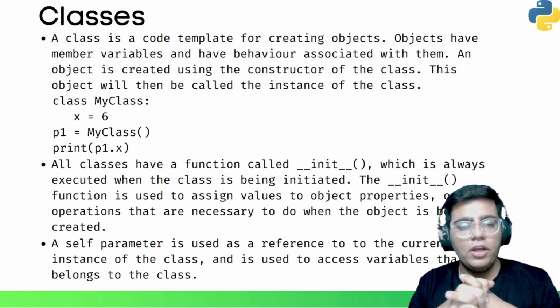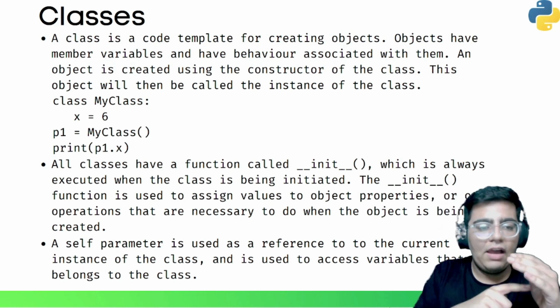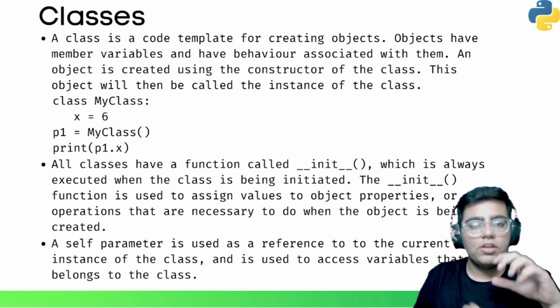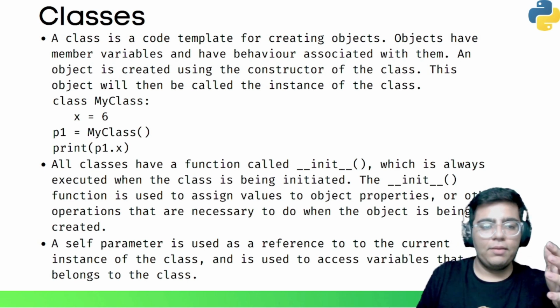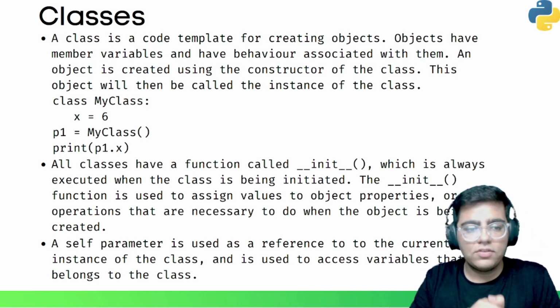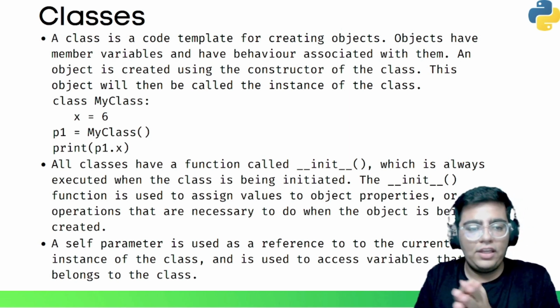So let's say I wanna create a student, alright? So a student will have a name, age, gender and marks, right? So now a student is an object with four member variables, alright? And I can create a student using a class. So what I'll do is I'll write class student and then I'll define these four variables under it.